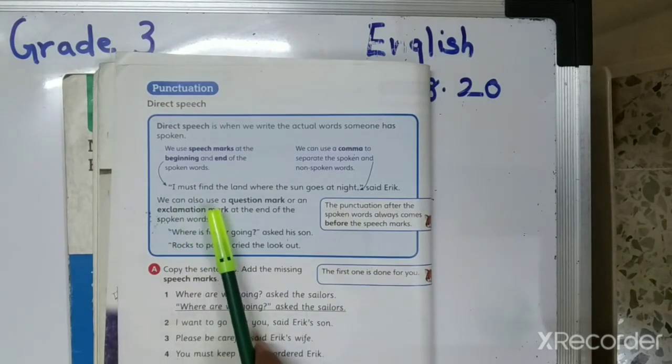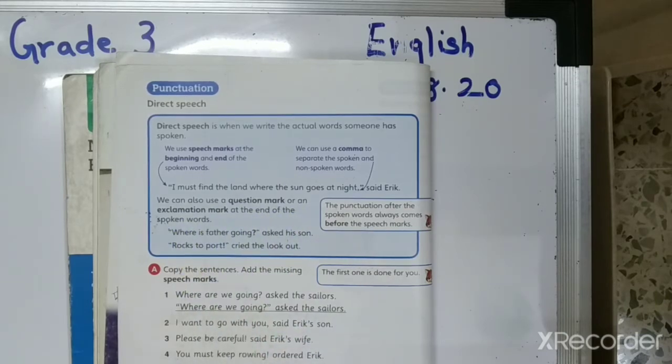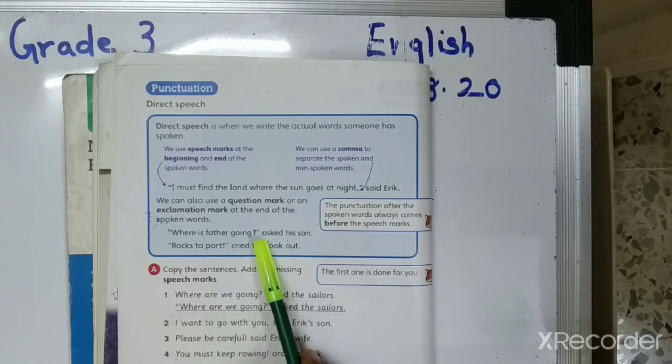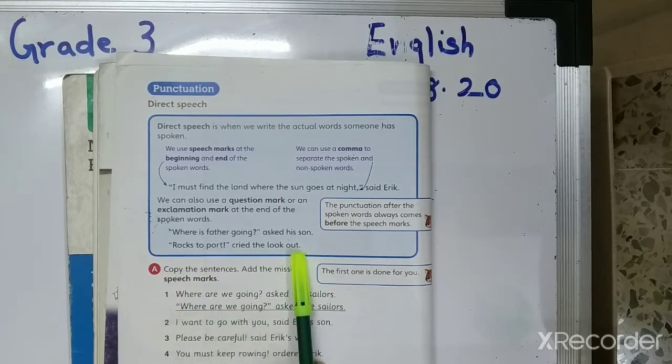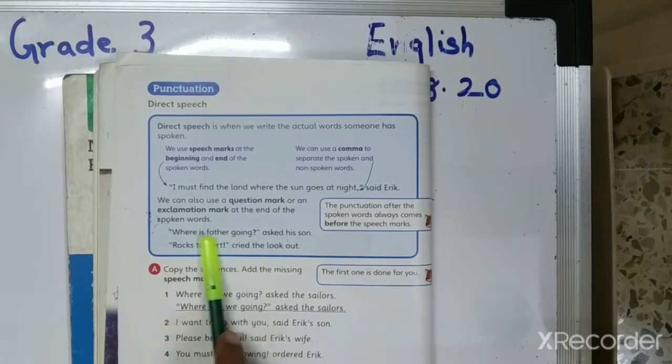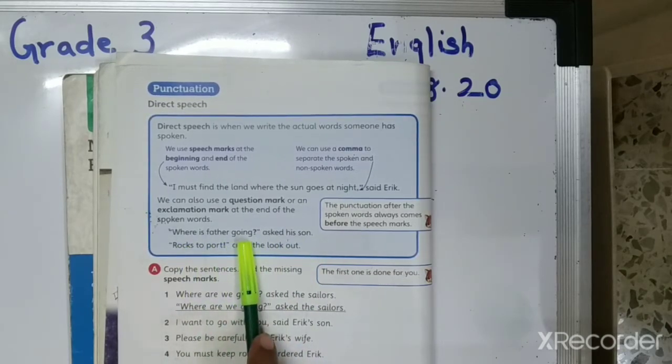Now, we can also use a question mark or an exclamation mark at the end of the spoken words. So it is not necessary that every time you need to put a comma. Sometimes it is a question mark. Sometimes it is even an exclamation mark. As I told you, children, exclamation is used for surprise, for horror, for pain. So look over here. Rocks to port, cried the lookout. Okay. And here it's a question. Where is father going? Asked his son. So there is a question mark here.